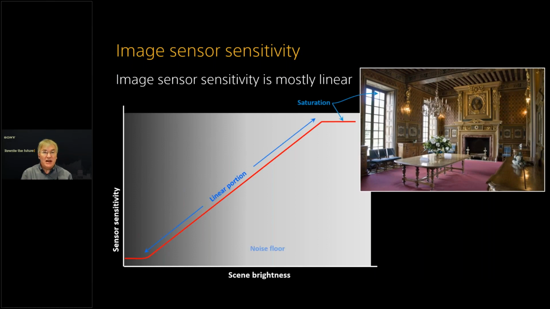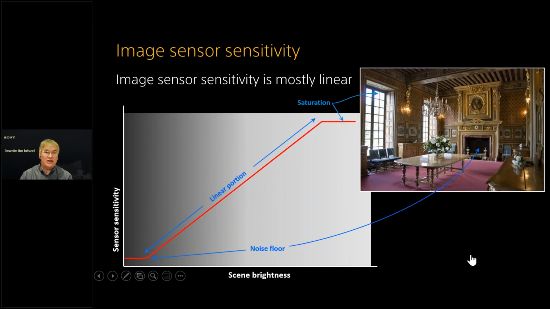Image sensors are designed to be linear. From the darkest areas, you can see in this fireplace here, where the picture disappears into the noise, all the way up to the brightest areas, the window here, where the sensor saturates, it's a straight line between those two extremes. Sensors are designed in this way.